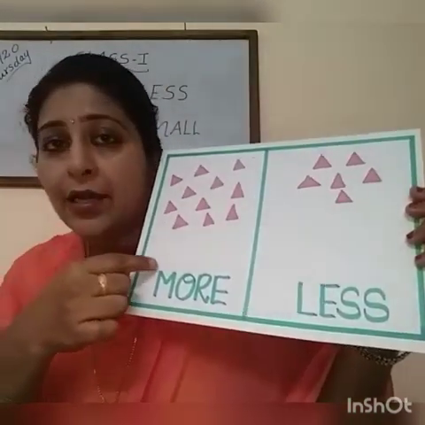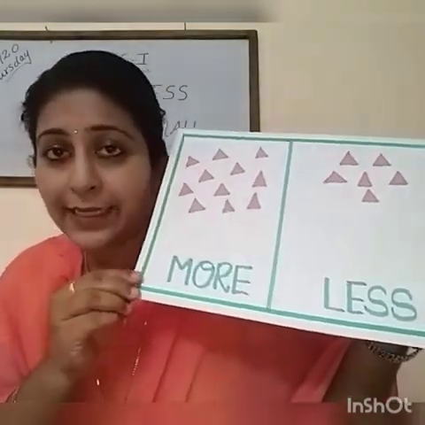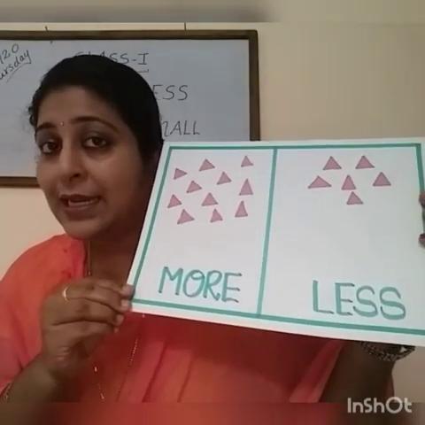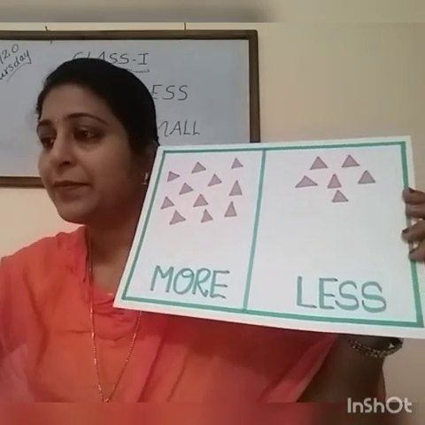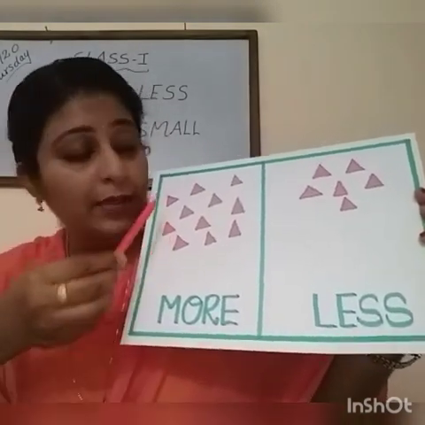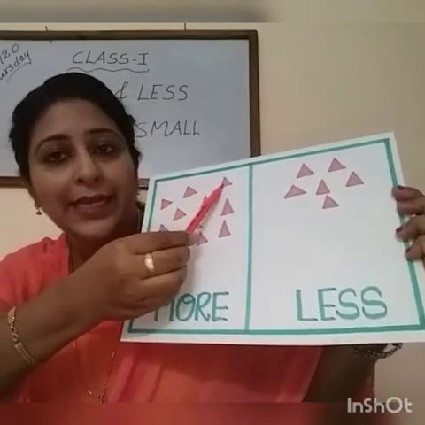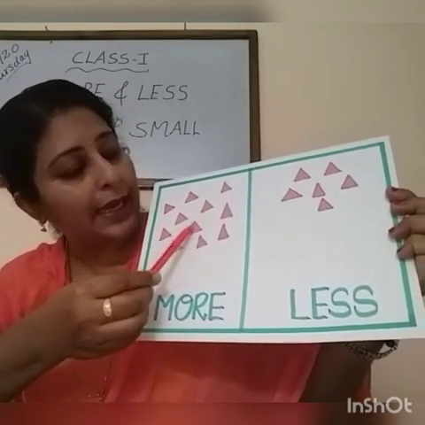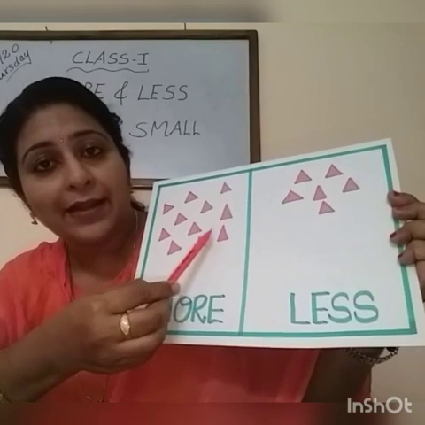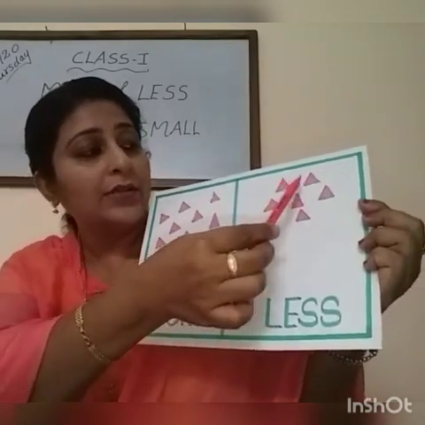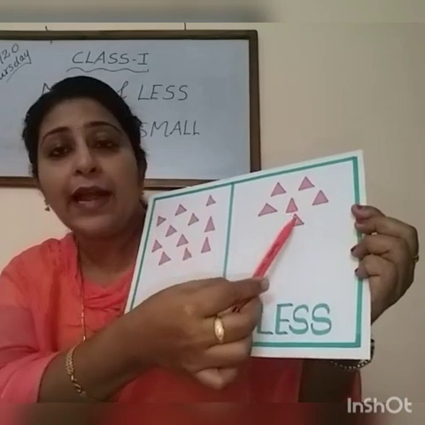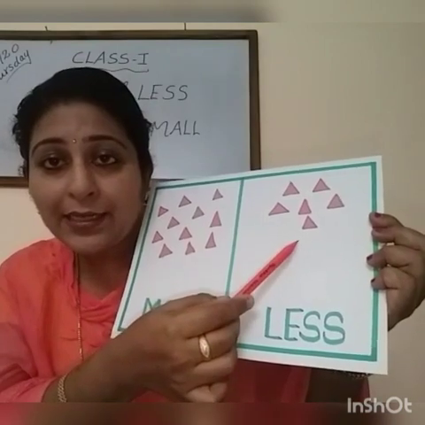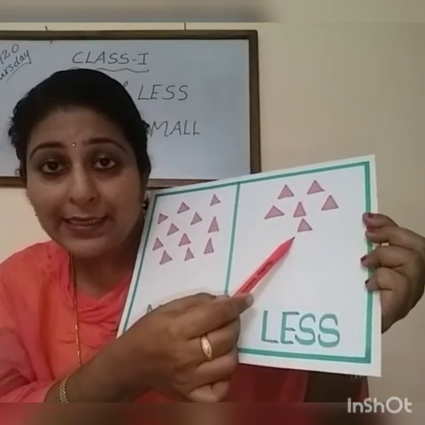See, here there are two set of triangles, isn't it? Can you say which is big and which is small? Let us count and see. Let us count together. 1, 2, 3. Then 4, 5, 6, 7, 8, 9, 10, 11. Then here 1, 2, 3, 4, 5 and 6. So here there are 11 triangles and here there are 6 triangles, isn't it?